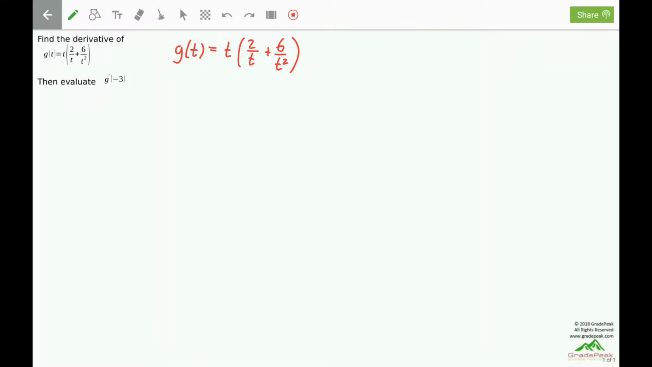We can physically take the product, though, to avoid using the product rule. So we can distribute that t in there. That will give us 2t over t plus 6t over t squared. For the first term, we can cancel the t's out. For the second term, we can cancel the t in the numerator with one of them in the denominator, not both of them.